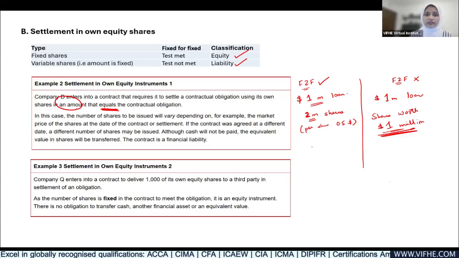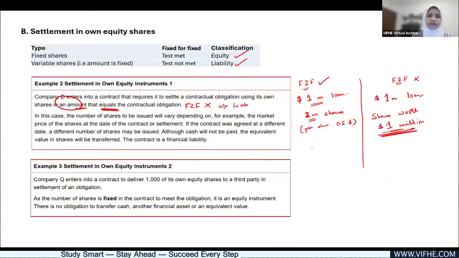Amount is fixed. Shares are not fixed. Shares will vary to match the obligation. So is the fixed for fixed test met? Is the F to F test met over here? It is not met, and that's why it's a liability.